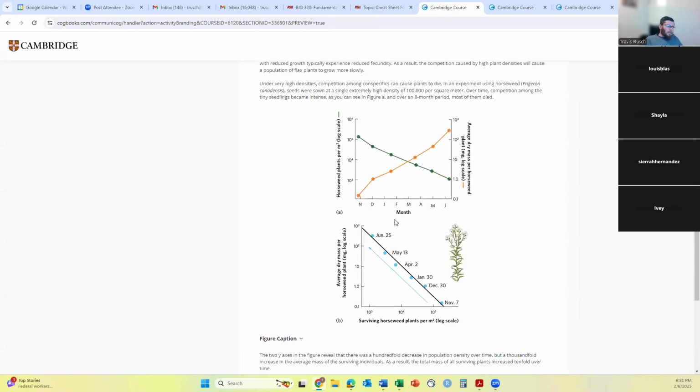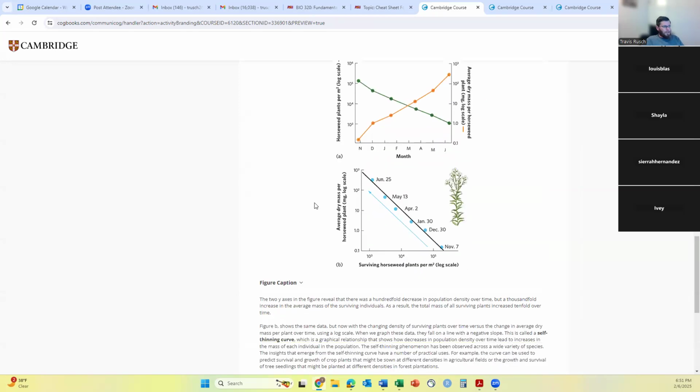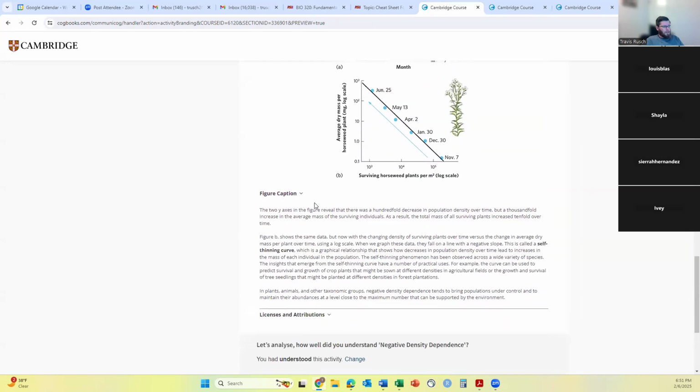And then we kind of see the same thing here. This is horseweed plants per square meter in green. The density is going down for the green line as we go left to right, and then average plant dry mass is in the orange. So as the density goes down, the plants have more mass. This is the exact same pattern that we saw in the other plant species too. Again, that's just due to limited resources.